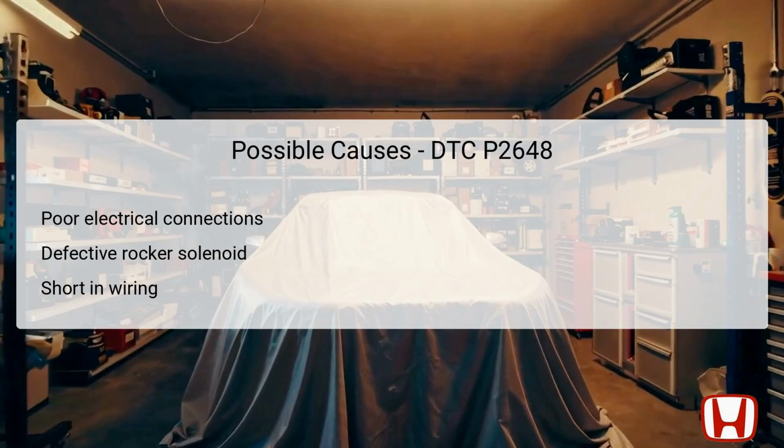Another potential issue could be a defective rocker arm oil control solenoid, which may fail to operate correctly due to internal damage or wear. Additionally, a short circuit in the wiring harness affecting the VT sol line can cause low voltage conditions, as the wire may be making unintended contact with the vehicle's ground. Each of these factors must be inspected as part of the troubleshooting process to resolve the code effectively.